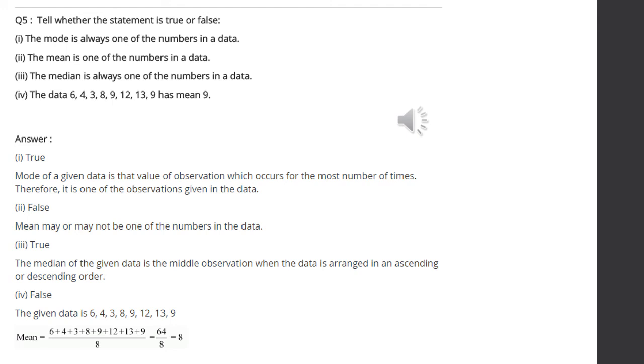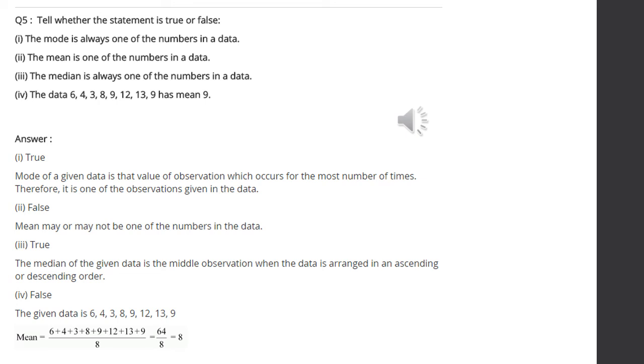The second one: the mean is one of the numbers in the data. It is false, because the mean may or may not be one of the numbers of the data, because we are adding all the data and dividing it. So the number may be in the set of observations, or may not be there. Part 3, the median is always one of the numbers in the data. It is true, because the median is the middlemost observation. It has to be there in the set of data. But before that, we have to arrange the data in ascending or descending order.